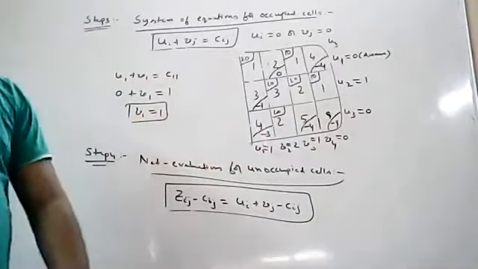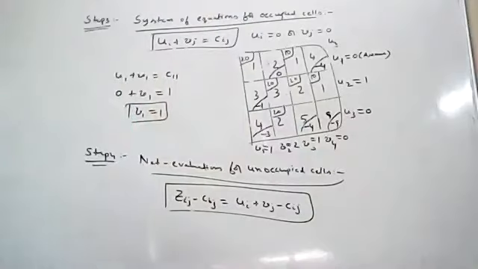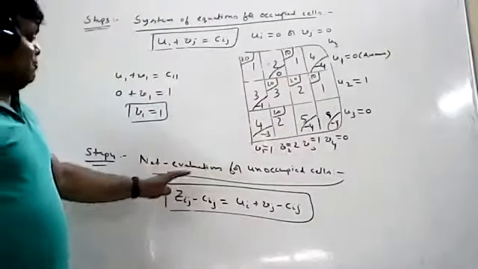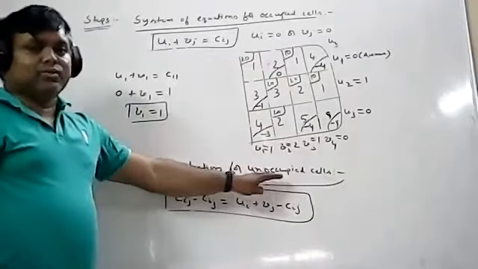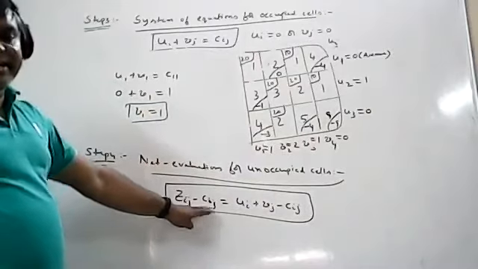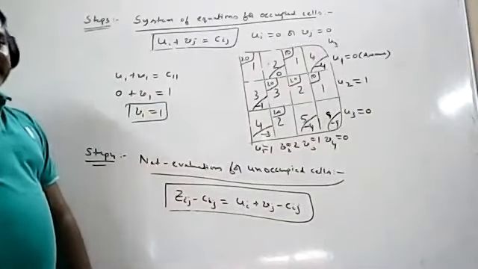This is step number 4. Step number 4 means I have applied step number 4 for unoccupied cells. So what you have to calculate? You have to calculate net evaluation. Net evaluation is Zij minus Cij. Zij minus Cij you have to calculate.